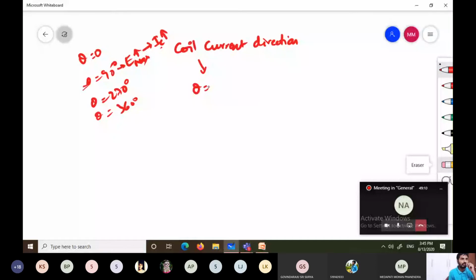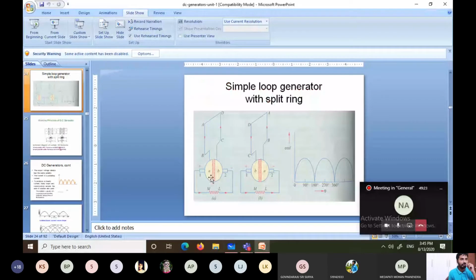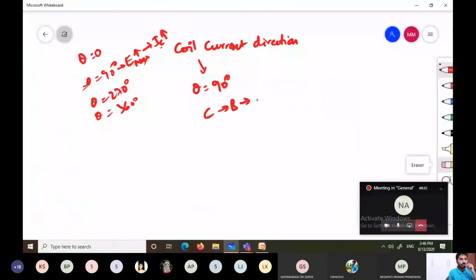That means at theta equals 90, we are having a coil current. What is the direction of the coil current? From the figure we can see the coil current is from C to D, A to B. Now write down C to D, D to A, A to B. In this way the coil current direction looks like this.